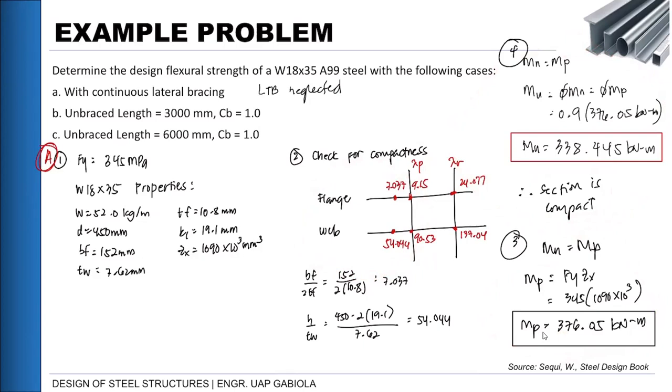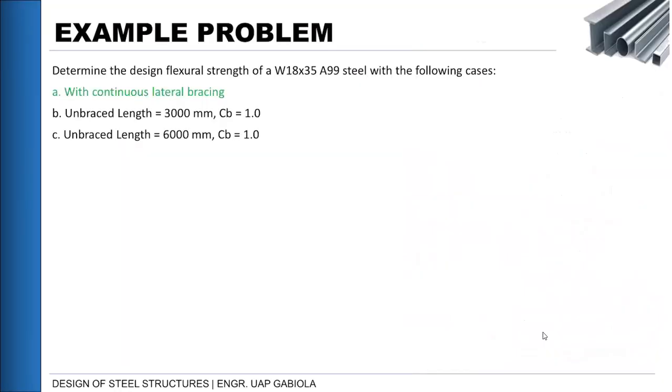So what we need to do now is to continue our example with letter B, wherein the unbraced length is equal to 3,000 mm and Cb is equal to 1.0. So okay, we are done with the first example. Now we go to Lb. What we need is an unbraced length of 3,000 and Cb equal to 1.0. So let's calculate. Our Lb is equal to 3,000 mm. Okay? Then Cb is equal to 1.0.